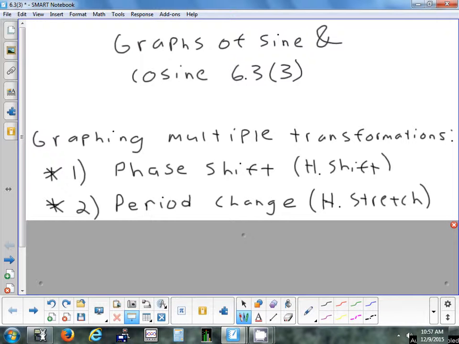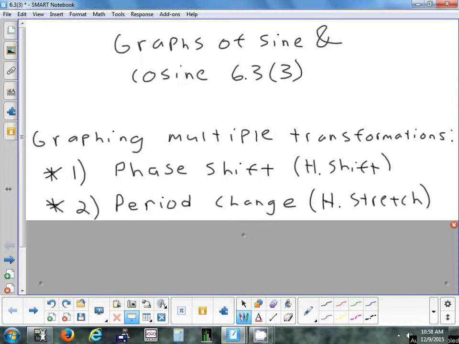When you see a plus with a phase shift, it actually shifts left. When you see a minus, it shifts right. Bigger numbers do not make it bigger. Bigger numbers actually compress it. Small numbers make it bigger. And if we were going to study reflections over the y-axis, they would also be done right at this step, but we're not doing reflections over the y. So that's all our horizontal.